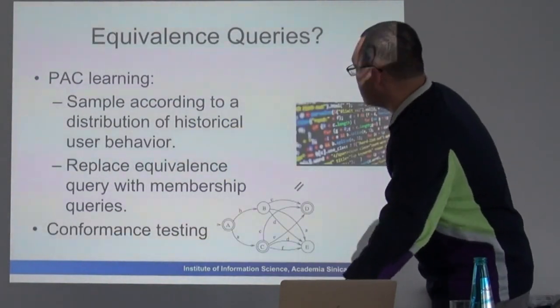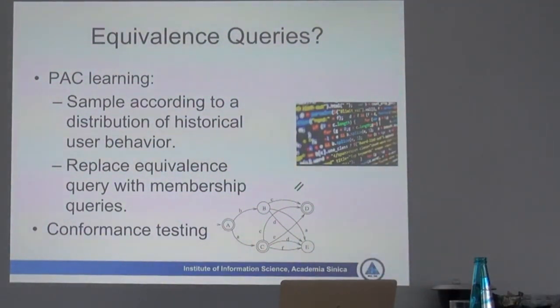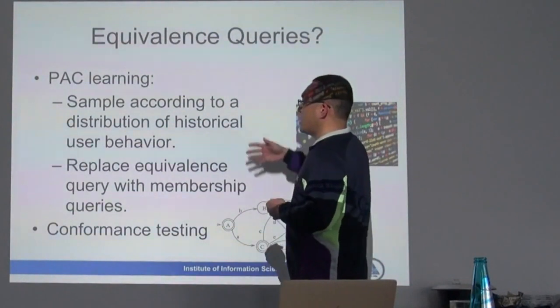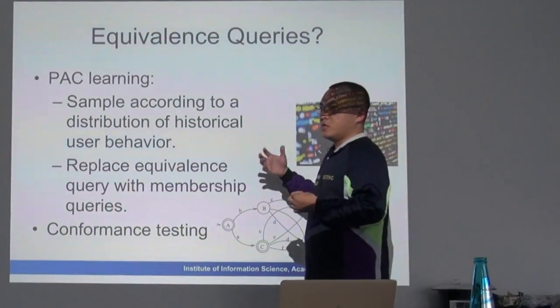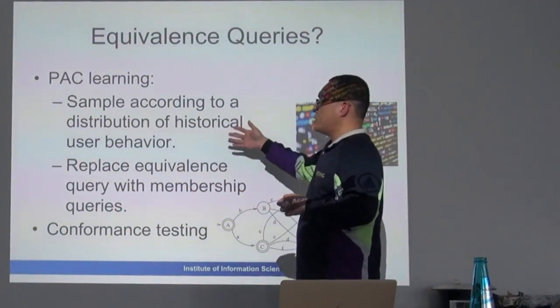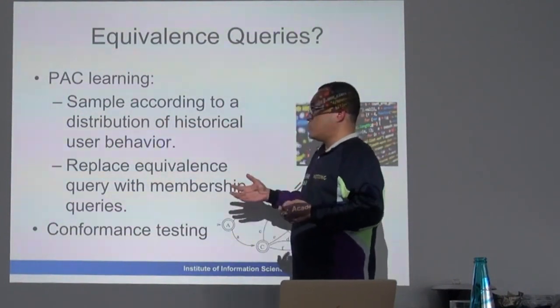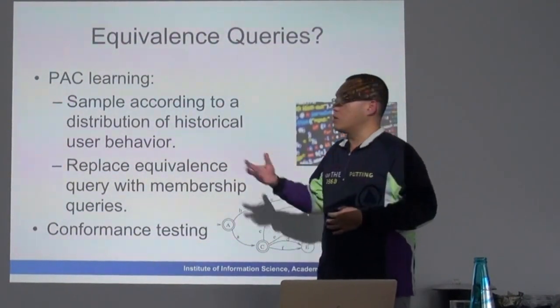And for equivalence queries, of course, it's very difficult. If you can answer the query exactly, then there's a guarantee that you can get a precise model. But in reality, this is very difficult. So there are a few possible ways. One is so-called PAC learning. Instead of doing a real equivalence query, you sample according to a distribution obtained from previous user behavior, maybe some log, and then your guarantee will be a statistical guarantee instead of an exact guarantee according to this distribution.